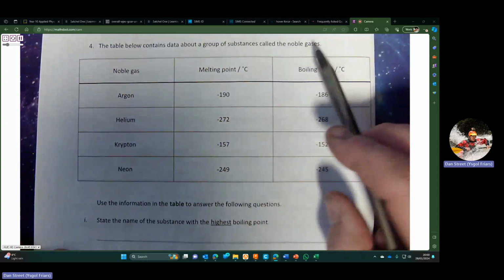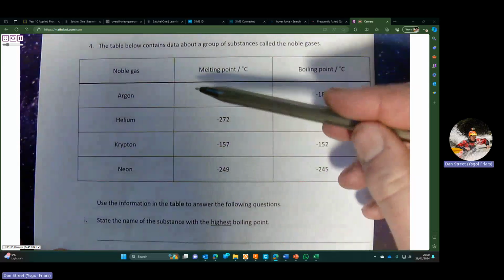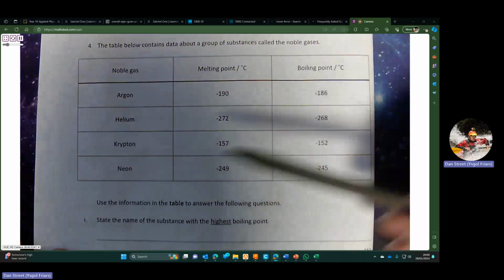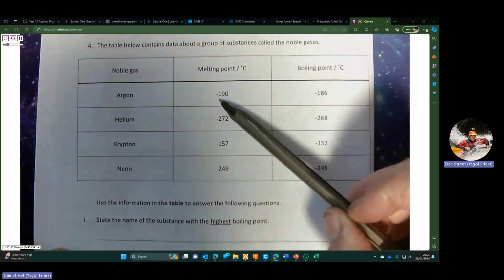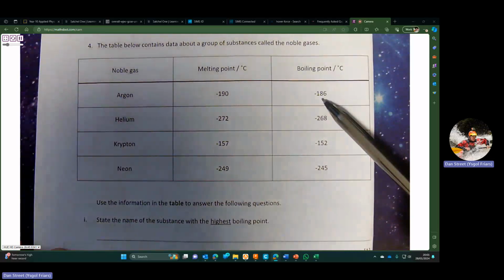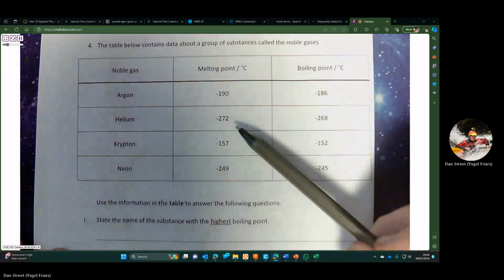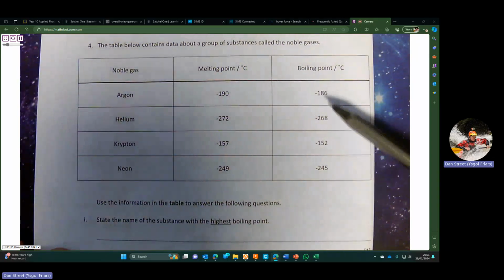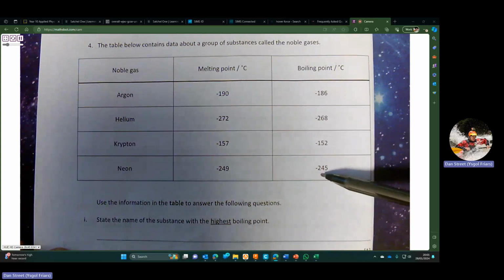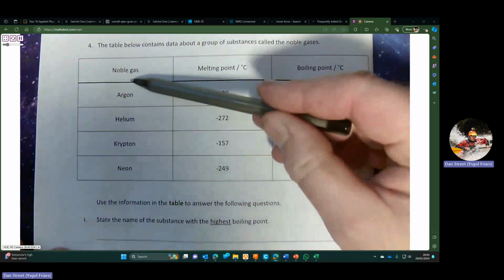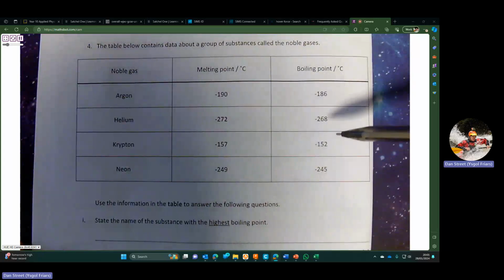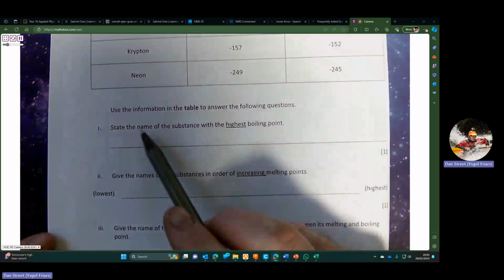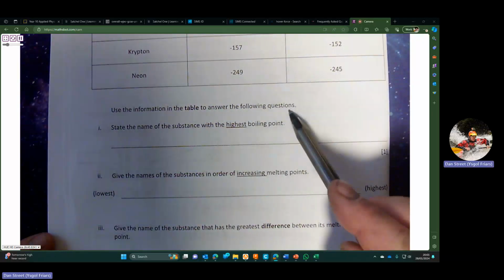Now, this is an example of a question where you may not have heard of the noble gases, but it doesn't matter because the information that you need to answer the questions is given in the question. So we're told that argon melts at -190 and boils at -186. Helium melts at -272 and it boils at -268. So basically, these low boiling points mean that all these materials are gases. Okay, they're gases at room temperature, which is 20 degrees Celsius or thereabouts. So use the information in the table to answer the following questions.